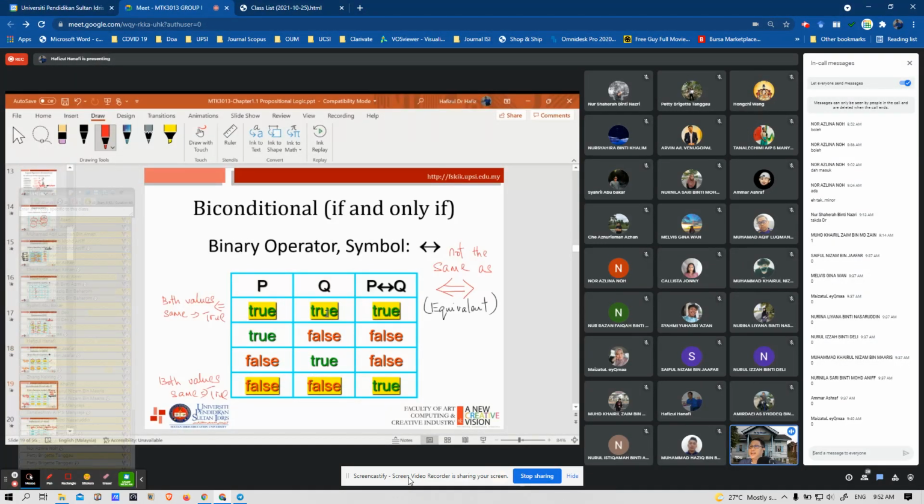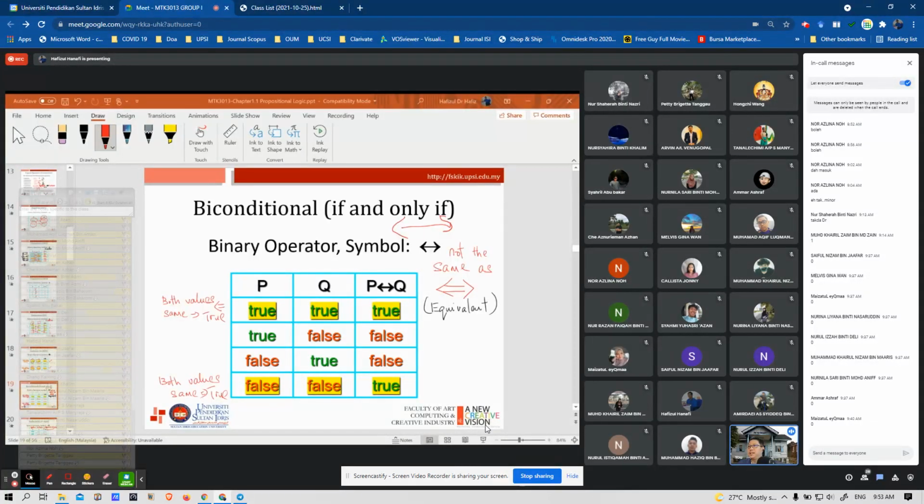Okay, and then if and only if. The symbol is like this. It's not equivalent. It is very different from equivalent, because the equivalent symbol is used in mathematics to assert that two expressions have the same values.